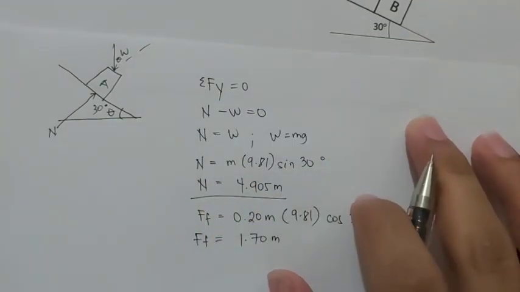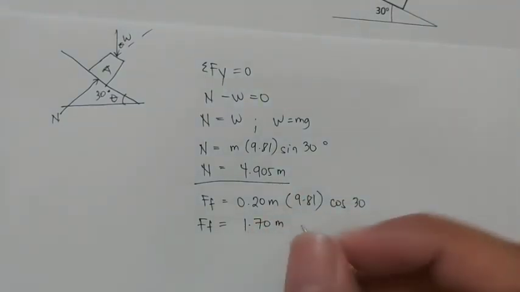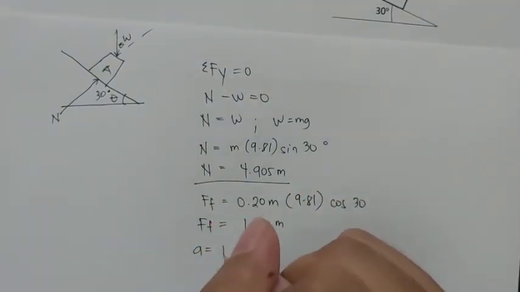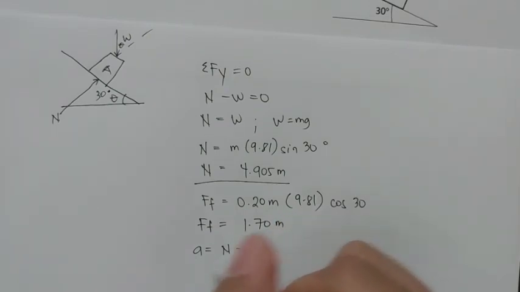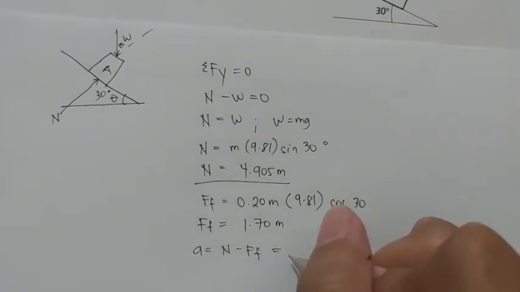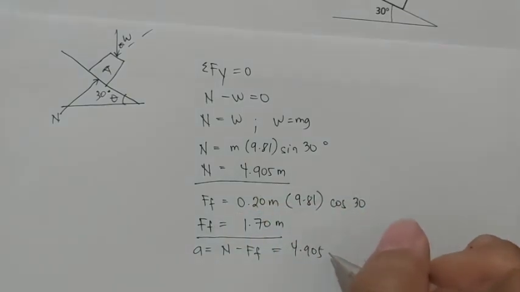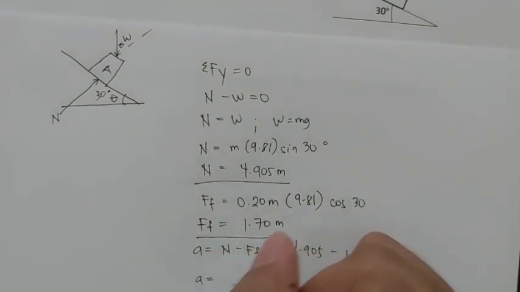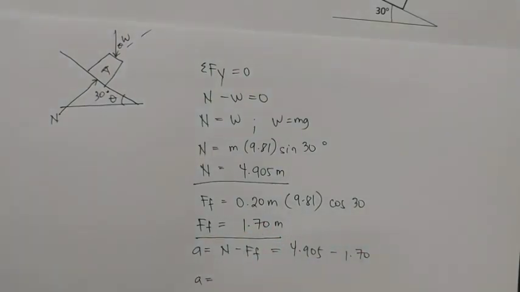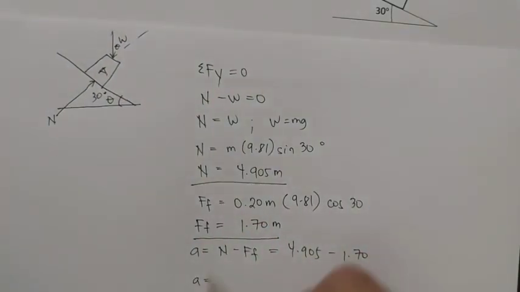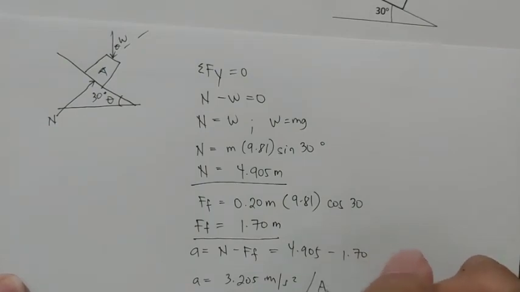Then for the acceleration, so acceleration natin is normal force minus friction force lang. So we have normal force minus friction force, 4.905 minus 1.70 m. So we have acceleration of, okay, solving, we have 3.205 m per second square. So this is for the block A.